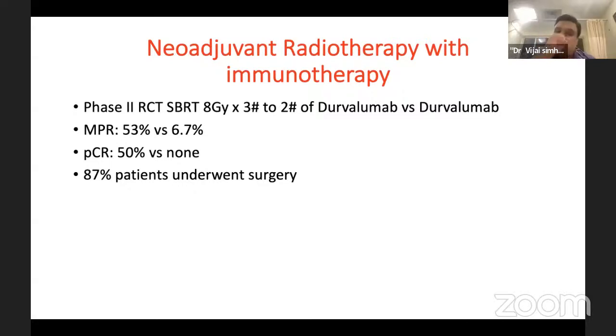So use of SBRT in the neoadjuvant setting, combining it with the immune checkpoint inhibitors, for those who for any reason are not able to be given chemotherapy, is a useful strategy.